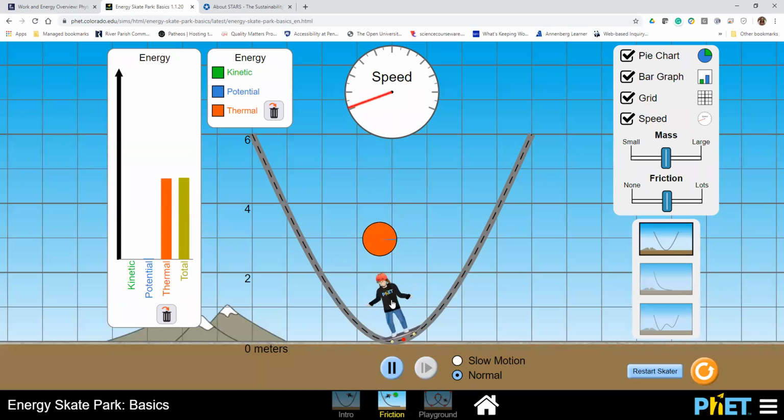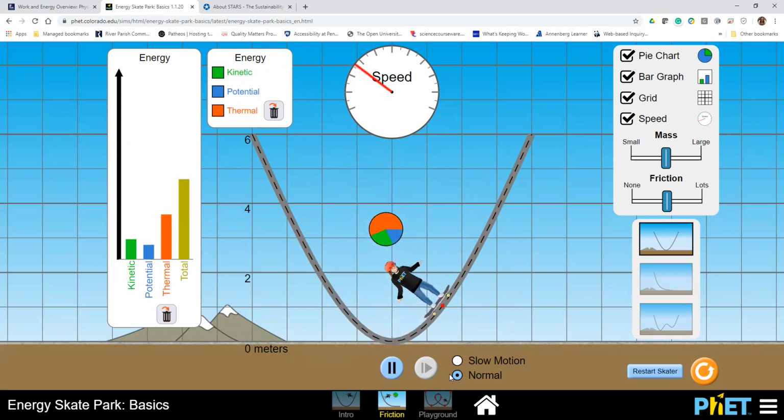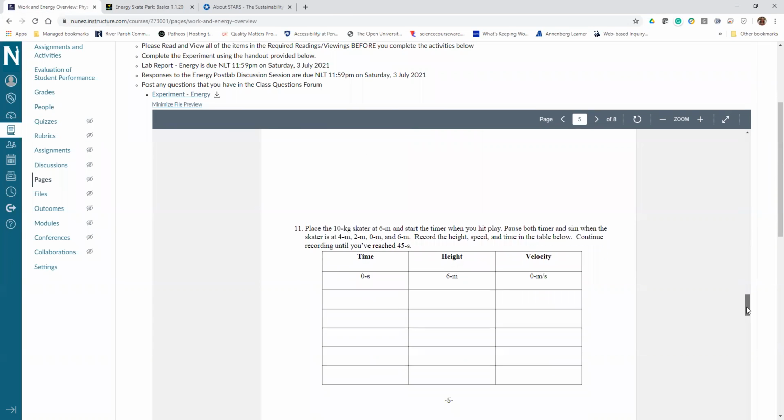Again, you won't be able to have them go for 45 seconds because you can see here, if I let the skater go, in a matter of a few seconds, they've pretty much lost all the energy that they had at the start. Okay, and you can see as they lose energy from the kinetic and potential sides, the thermal energy keeps getting bigger and bigger. So eventually they just stop because they've lost all the energy due to friction. Okay, and so you won't be able to go for 45 seconds, but get as many readings as you can.